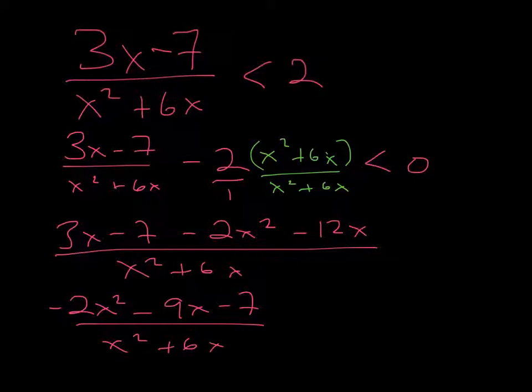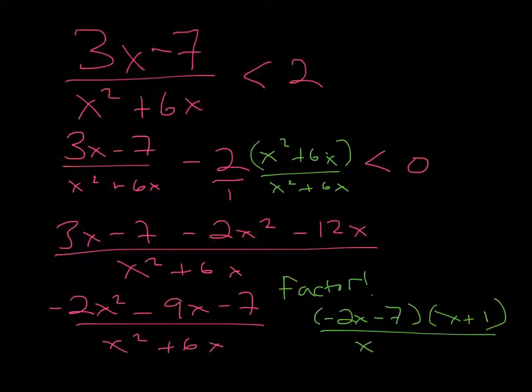So again, what I'm trying to do is come up with those critical points. So I can factor this. Remember to factor. It factors into negative (2x minus 7) times (x plus 1), all over x times (x plus 6).